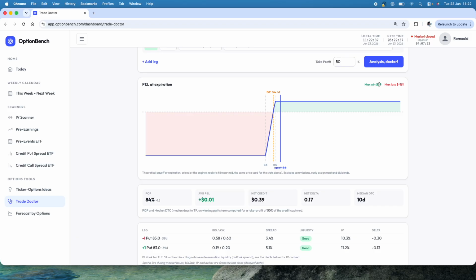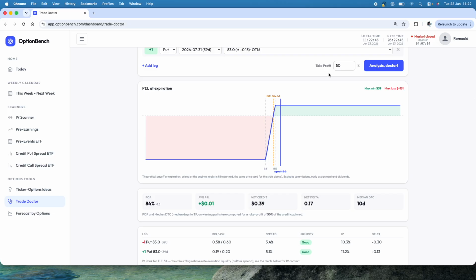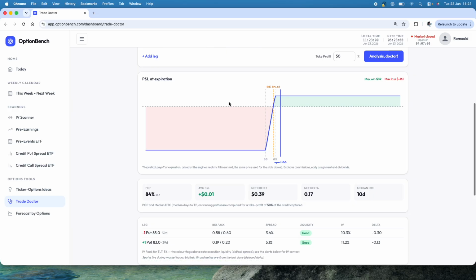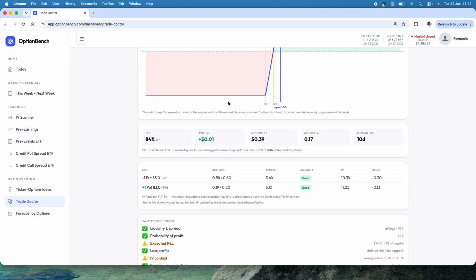and the plan isn't even to hold for the full 39. The take profit is set at 50% of the credit. Okay, and so you're really working toward about, let's say, $20 of reward against 161 at risk, but 84% of the time you win. So on the surface that sounds like a trade you would want a book full of.